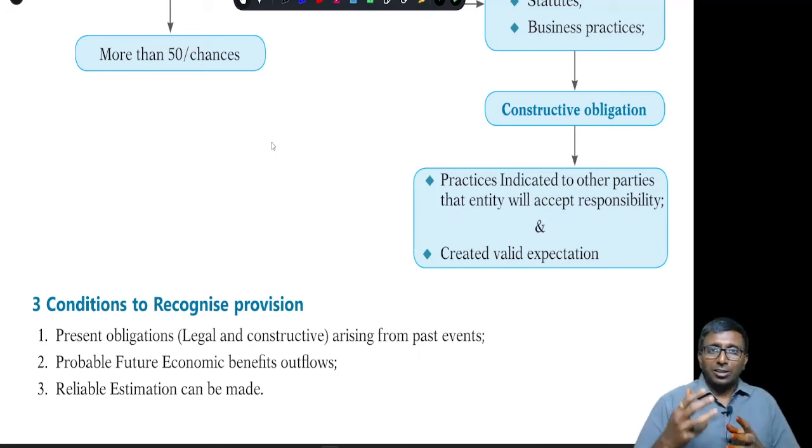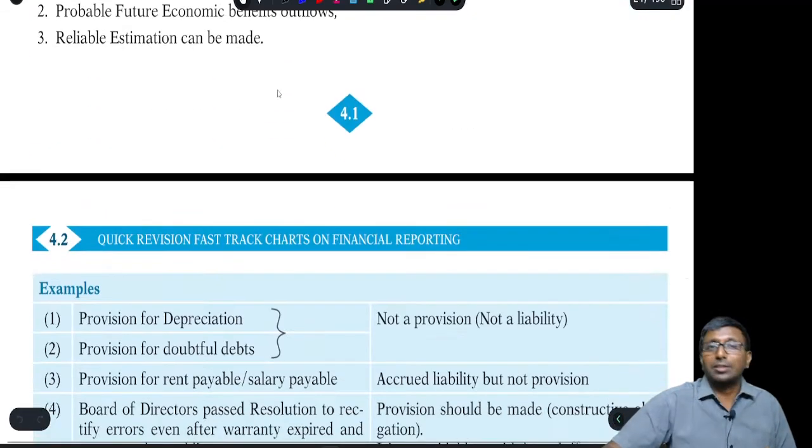When can you make a provision? Provision can be made when three conditions are satisfied. One, there is a present obligation arising from the past events, probable future economic benefits outflow, and reliable estimations can be made. Probable, right? Probable means which is more than, more likely than not. That is more than 50% chances to occur.